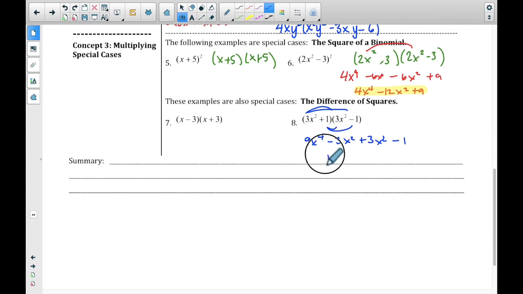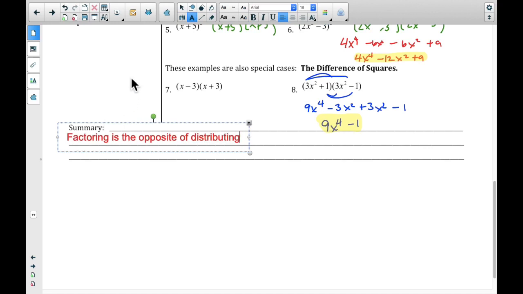So now once again, I'm going to add my like terms. So I have a negative 3x squared and a positive 3x squared. That adds up to 0. It's gone. So I still have my minus 1 on the end though. So 9x to the fourth minus 1 is my final answer here.